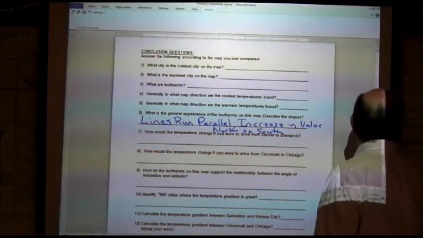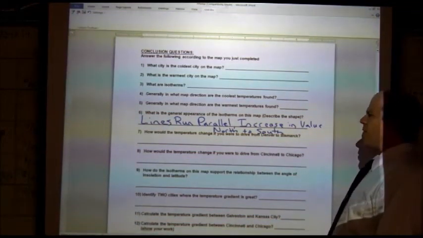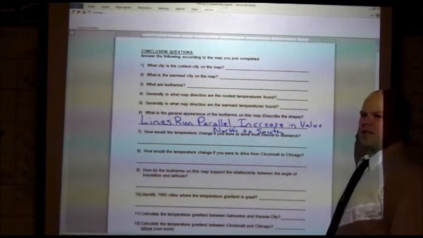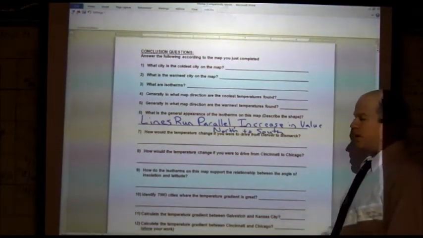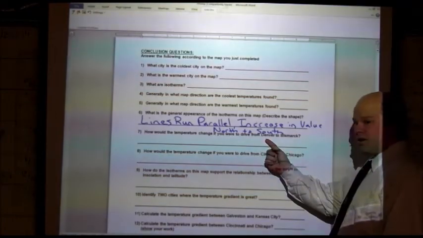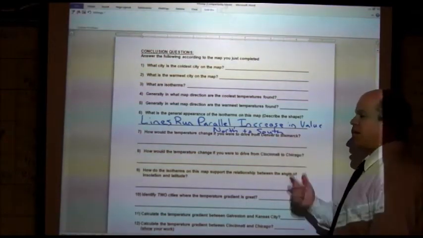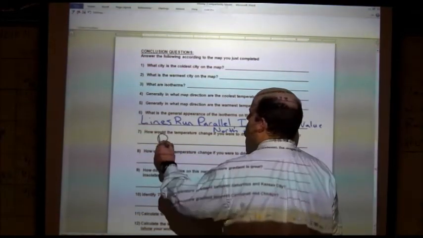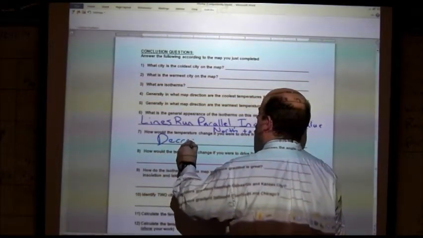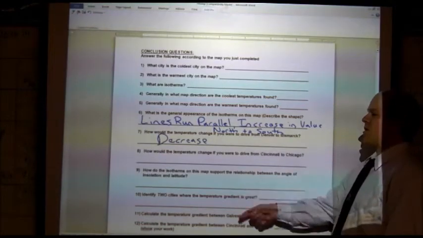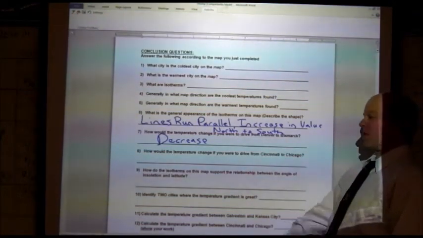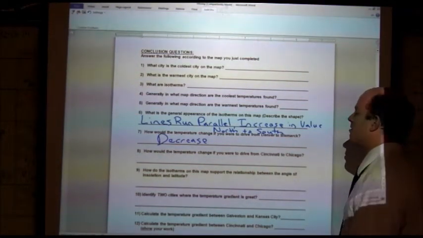Okay. Number 7. How would the temperature change if we went from Bismarck to Denver? So Bismarck is about 30 degrees. Denver is about 51. So if I'm going from Denver to Bismarck, again 51 to 30, it's going to decrease, which corresponds to what we just wrote there, because it increases north to south. Denver's south of Bismarck, so value's got to go down.